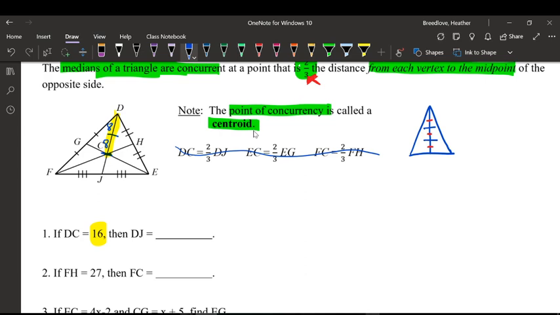It's also 8, right? Because the way I marked the triangle I drew over here on the side is I split the median into 3 equal pieces. So 8, 8, and that means this side is also 8. Because from D to C is 16. And it says, so then what is DJ? Well, DJ is the entire median. So that would be 8 times all 3 pieces, which is 24.